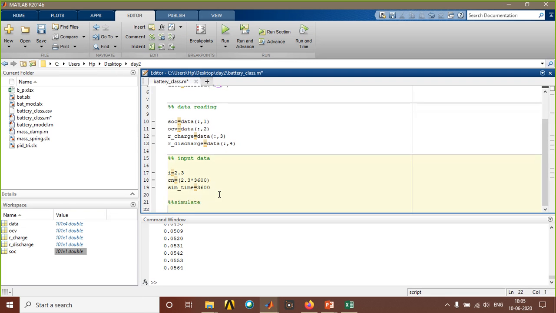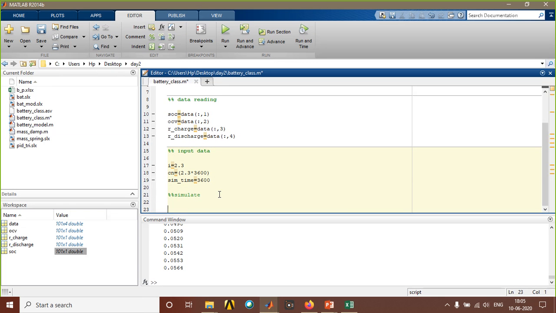Please mute yourself. First, I'm going to simulate it. Guys, it is a very deadly combination to use scripting with a Simulink model.